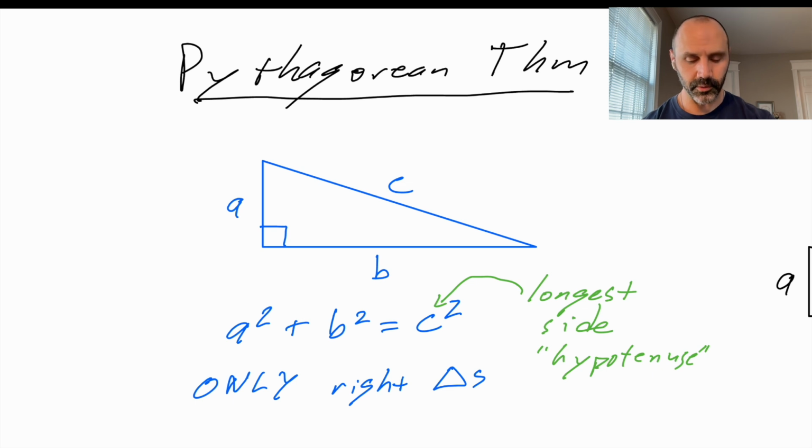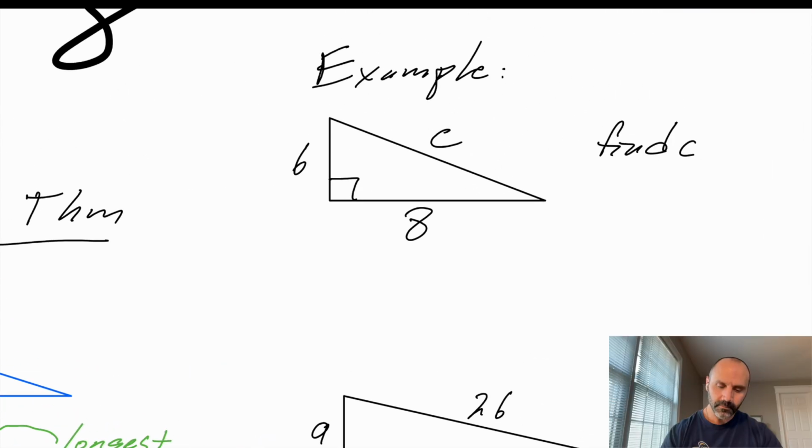The way the Pythagorean theorem works, this formula, is that the relationship among these sides is that a squared plus b squared equals c squared. The sum of the squares of the two shorter sides is always equal to the square of that longest side. And so here's an example of solving this, right?